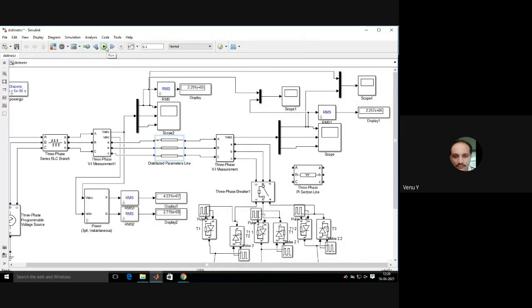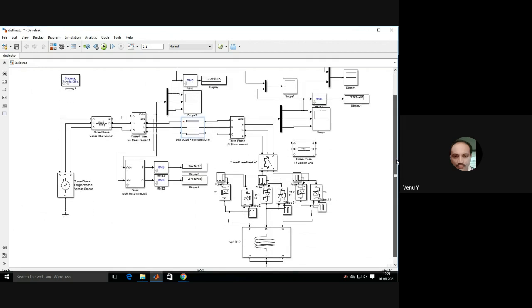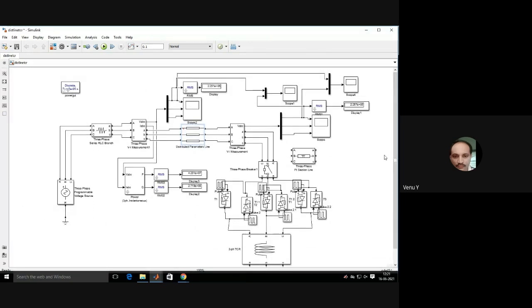To 25.7. So for the distributed line, the compensation is somewhat different. Again, you need to change the firing angle for getting the exact equal value. So this is about the Ferranti effect and its mitigation.